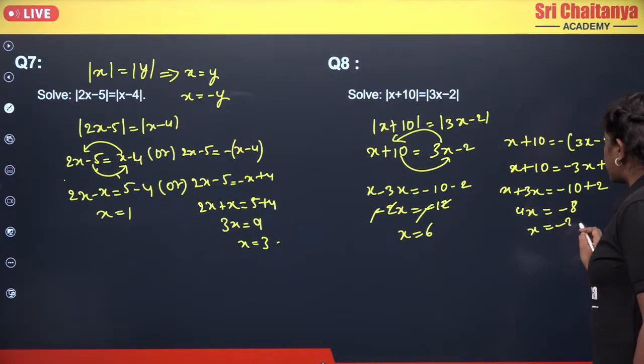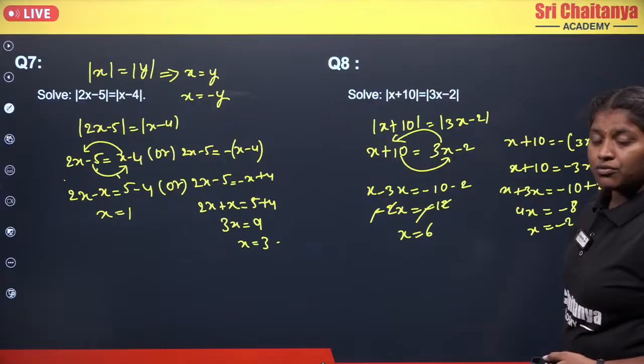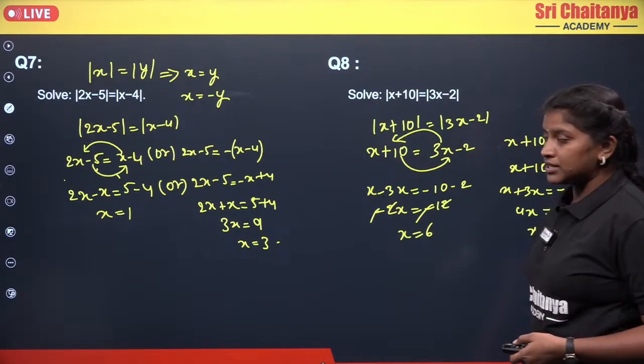So x equals to minus 2. Okay, so this is how we are going to solve the given modulus inequalities.